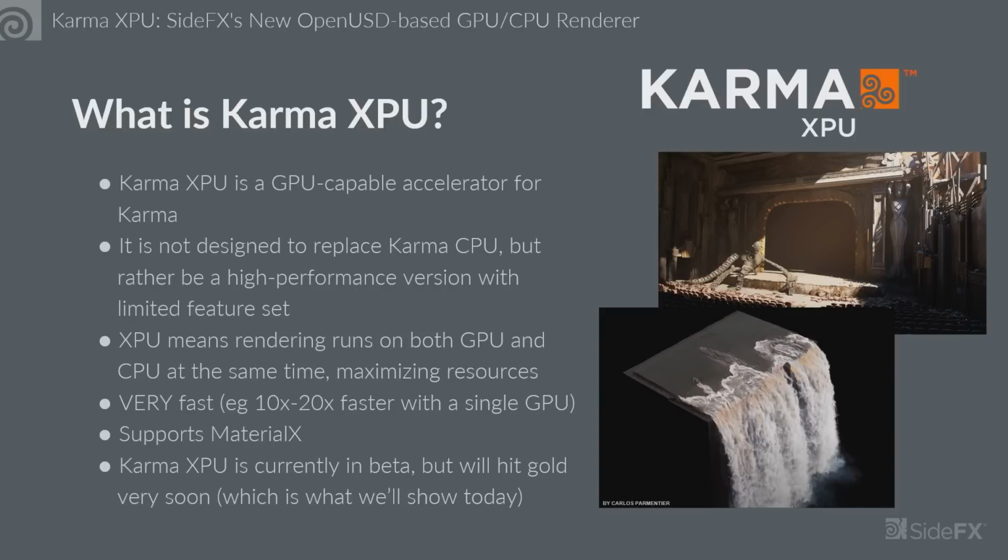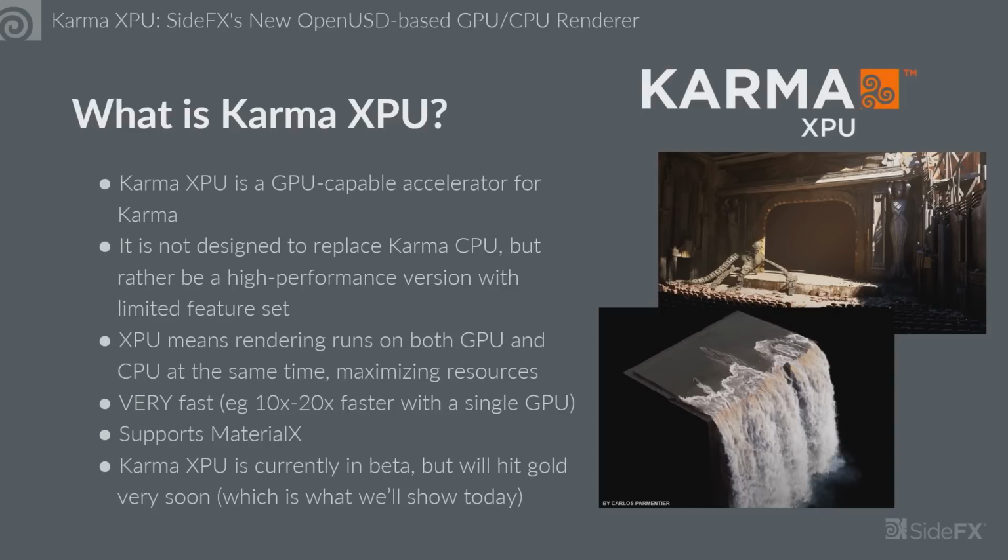What is Karma XPU? Karma XPU is a GPU-capable accelerator for Karma. It's not designed to replace Karma CPU, but rather be a high-performance alternative with a reduced feature set. XPU means that rendering can happen on either GPU or CPU, producing identical results on each, or both at the same time. And it's multi-GPU capable, meaning adding GPUs improves performance in a linear manner.